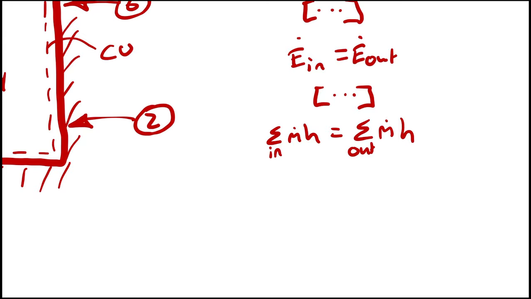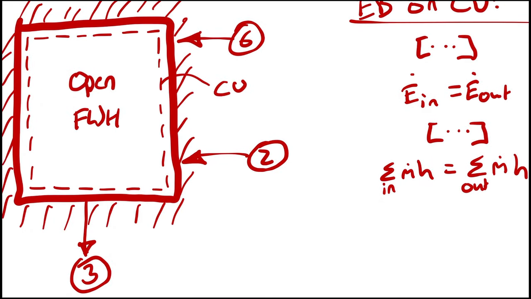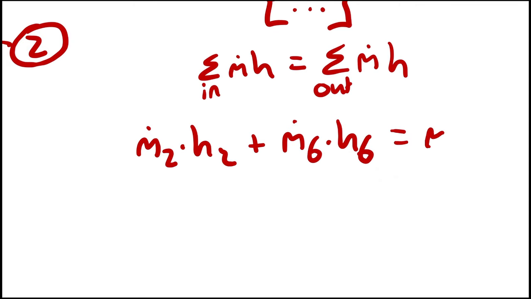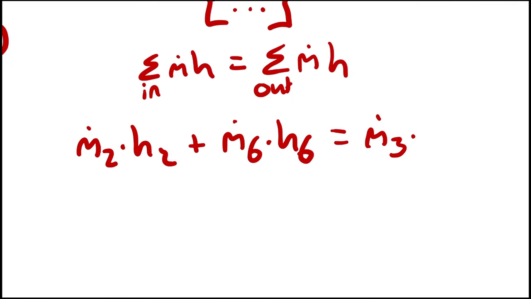I have two inlets, states 2 and 6. I have one outlet, state 3. So I can write this as m dot 2 h2 plus m dot 6 h6 is equal to m dot 3 h3.